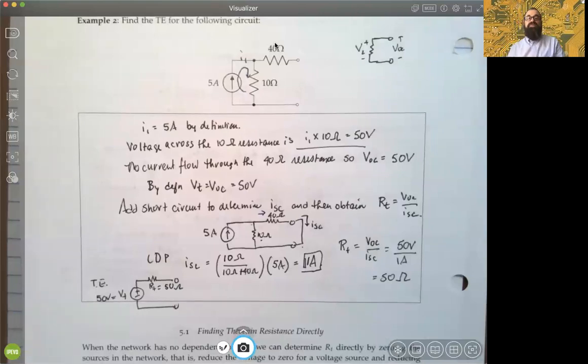We'll do some more examples of this approach using resistances and their properties to determine Thevenin equivalence in the next section.